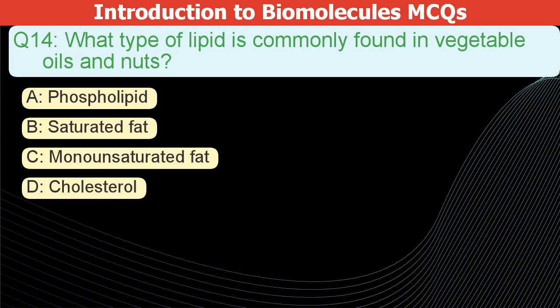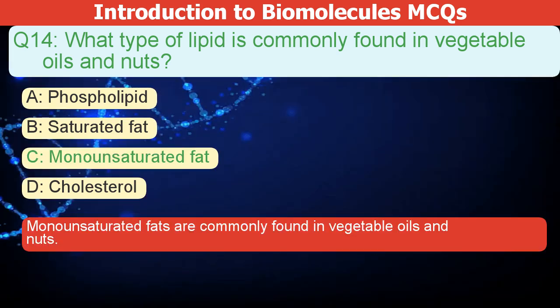What type of lipid is commonly found in vegetable oils and nuts? A. Phospholipid. B. Saturated fat. C. Monounsaturated fat. D. Cholesterol. The correct answer is C. Monounsaturated fats are commonly found in vegetable oils and nuts.